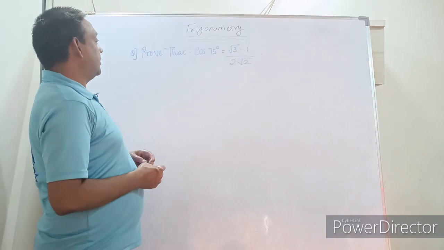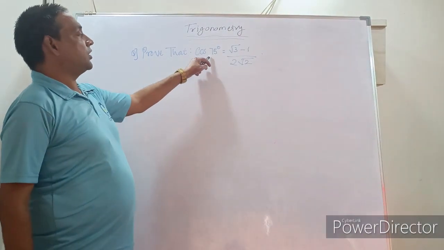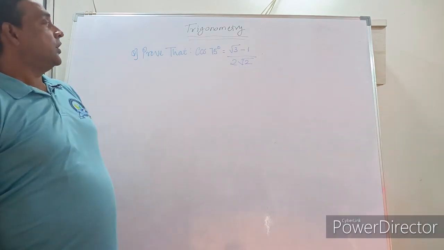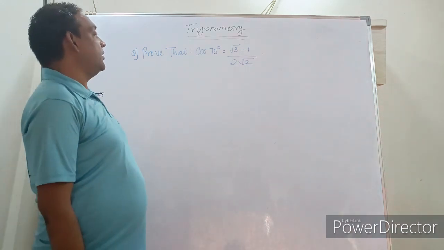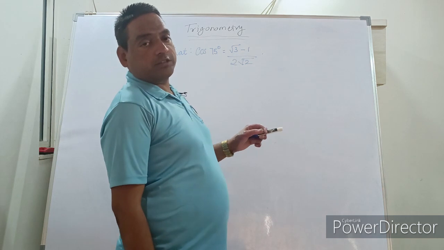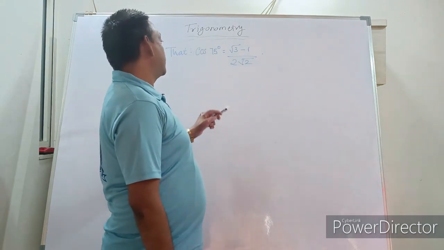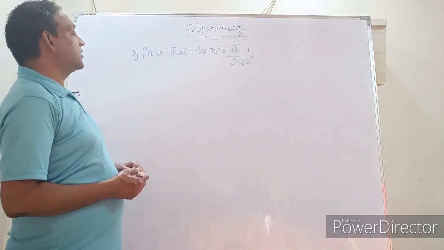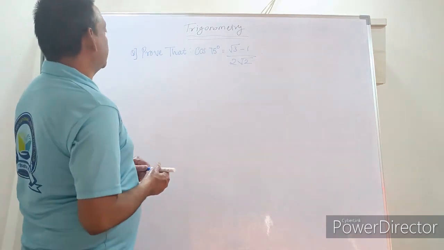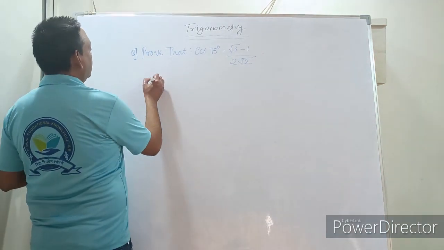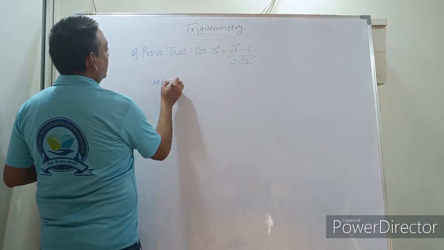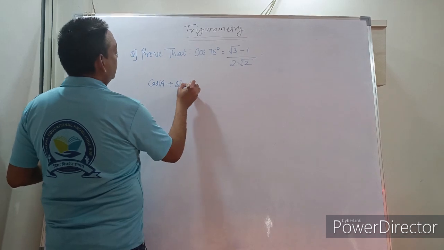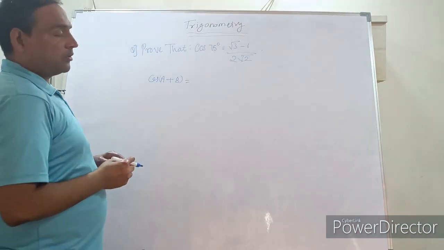Okay, let's take a sum. We have to prove that cos 75 is equal to root 3 minus 1 upon 2 root 2. If you remember from the unit circle, we did only 0, 30, 45, 60 and 90. So we know where we have 75 degree. So by using the formula which we just did, the cos a plus b formula, we'll find out the value of cos 75.